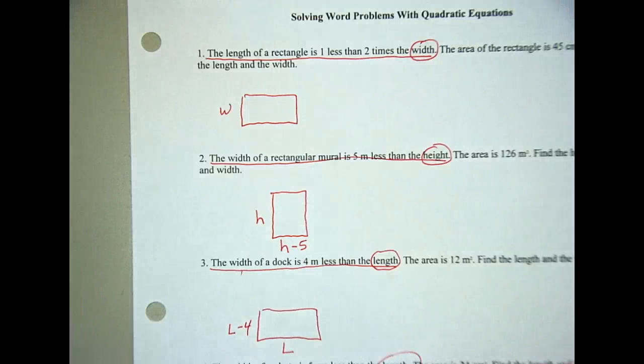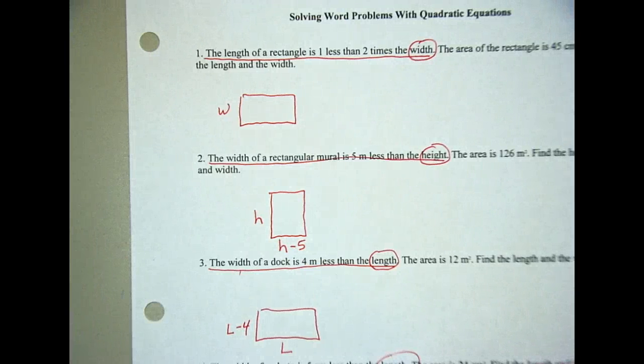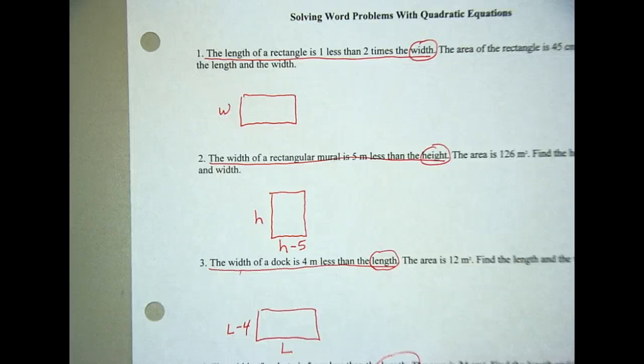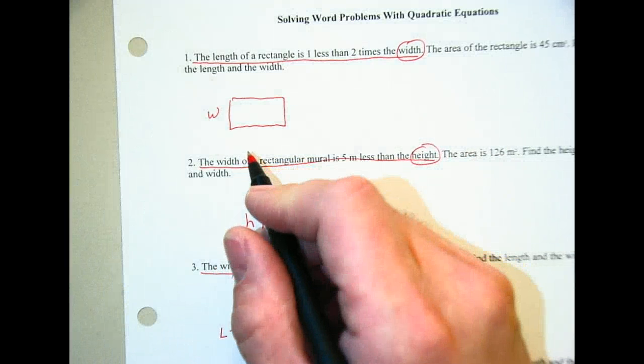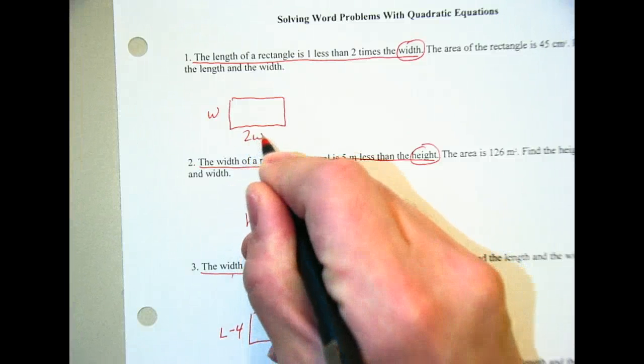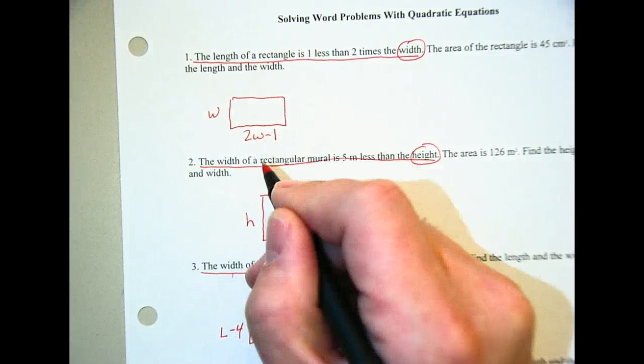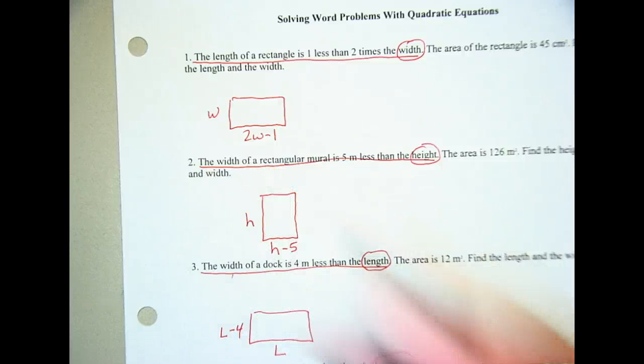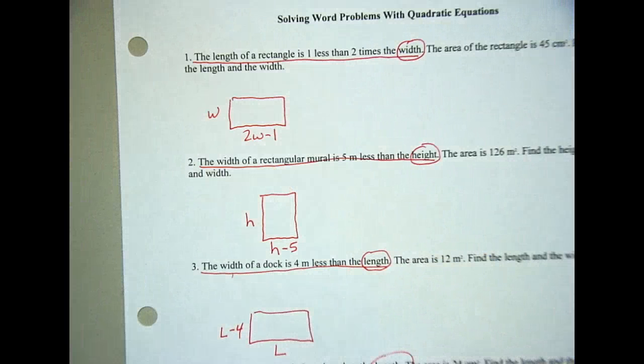All right, let's go back up to the first one, which happens to be our toughest one. Go ahead and try that one. All right, who wants to give that one a go? TT, what do you got? 2W minus 1 is what TT says. Who agrees? All right, very good. I want you to now talk to your neighbors and tell them how you're going to solve those problems.